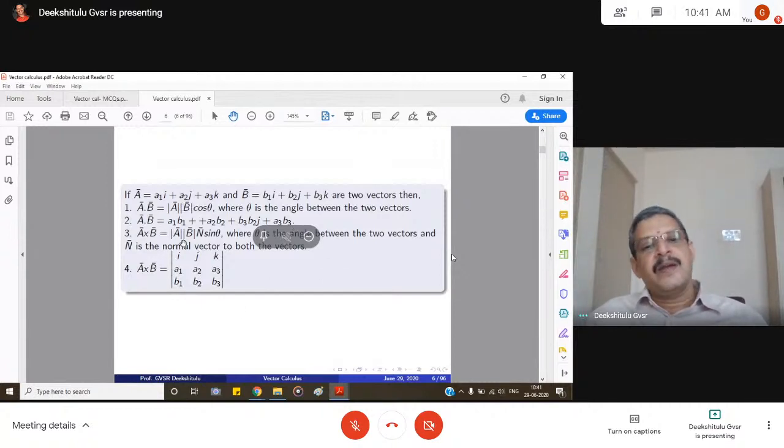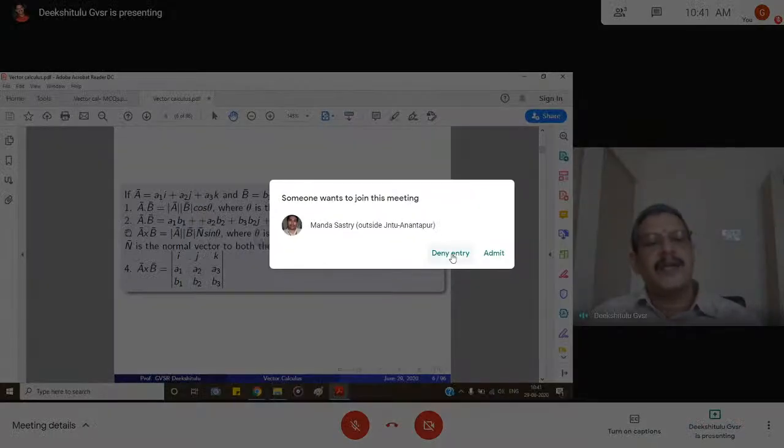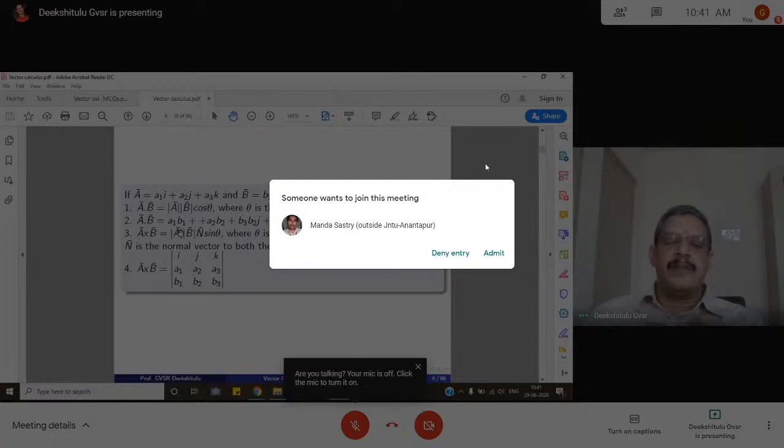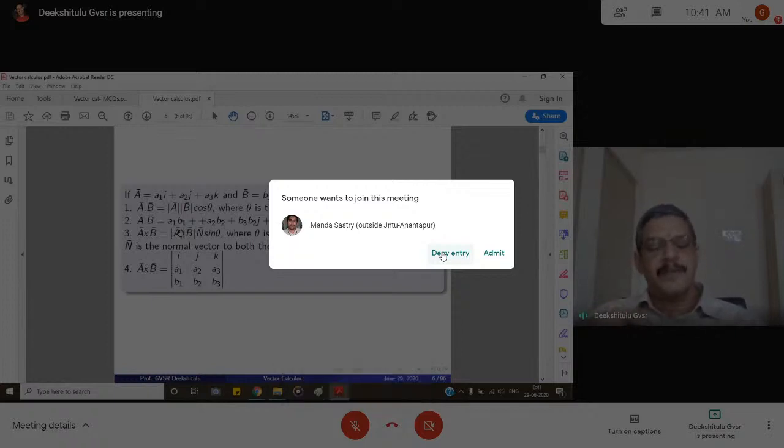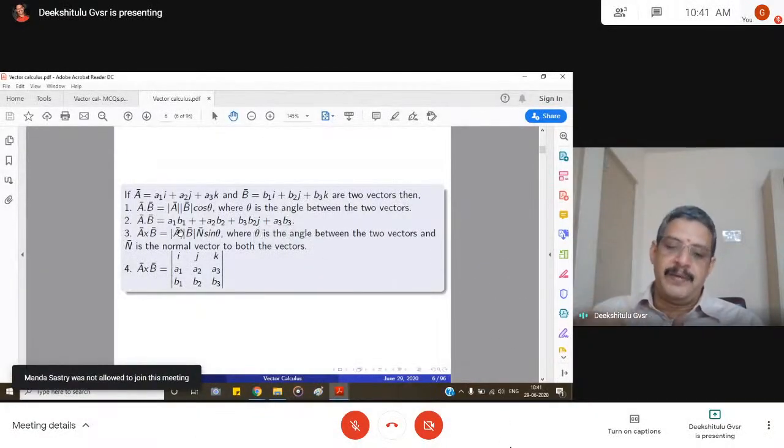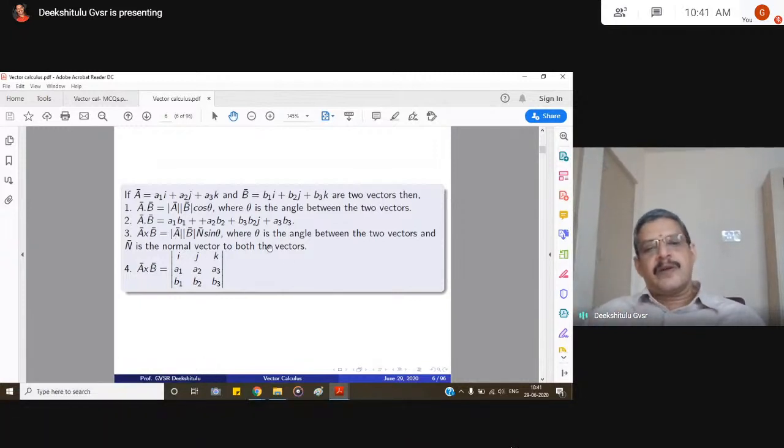Similarly, a cross b is mod a mod b n sin theta, where theta is the angle between the two vectors and n is the normal vector to both these vectors. That means if a bar and b bar are in the xy plane, like this is a bar and this is b bar, then a cross b will be in the direction normal to both a and b. So n bar is a normal vector to both the vectors. If a and b are in the xy plane, this n bar will be along the z axis, parallel to the z axis.